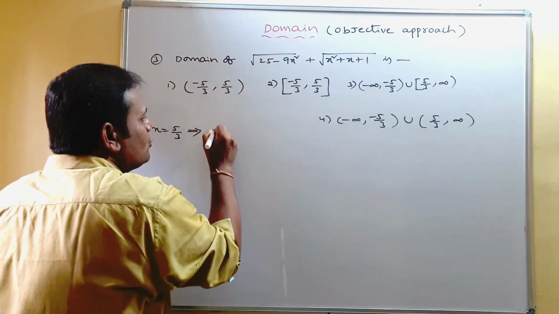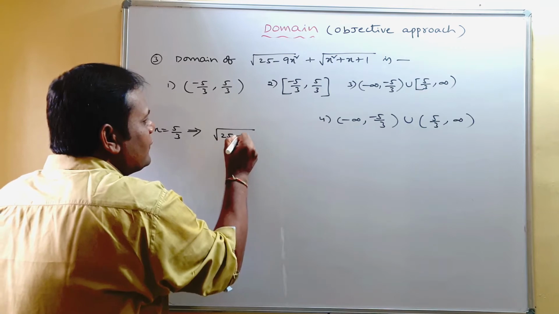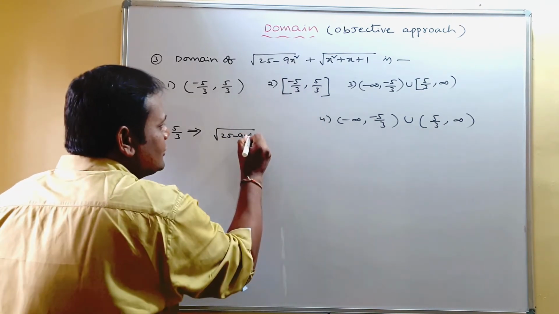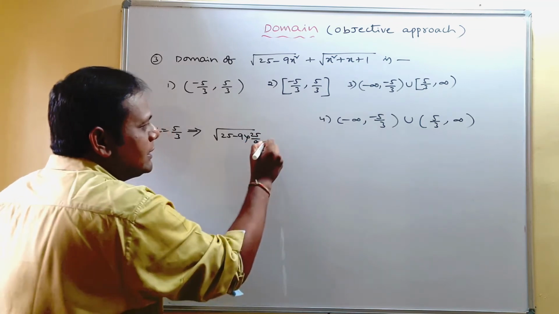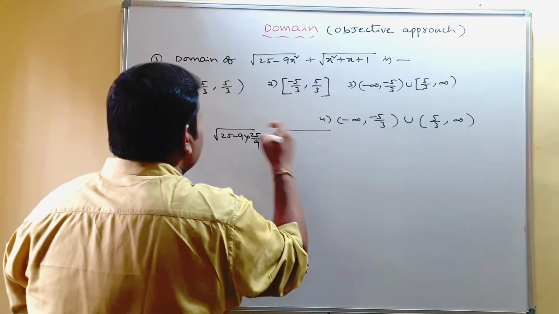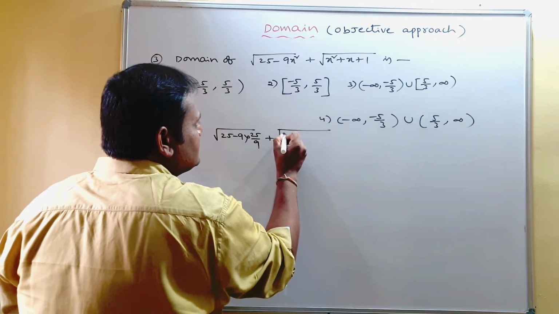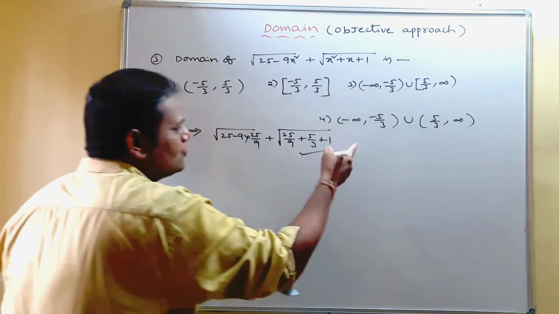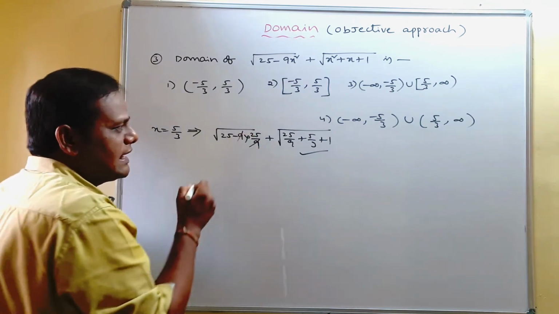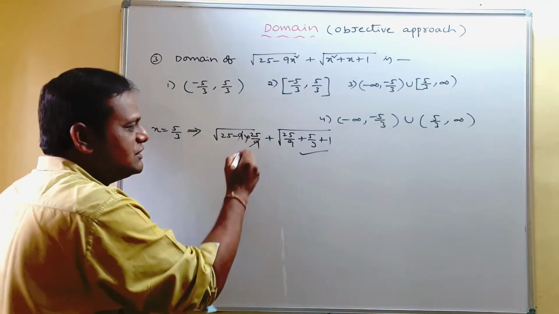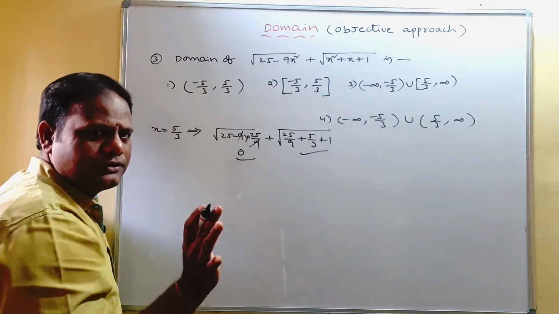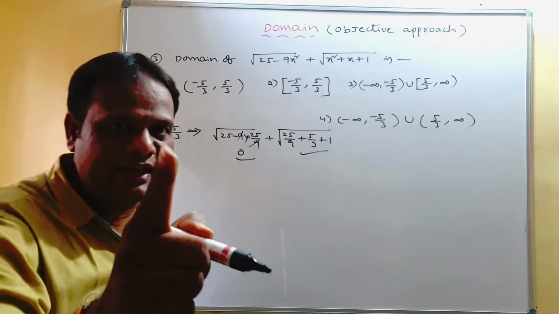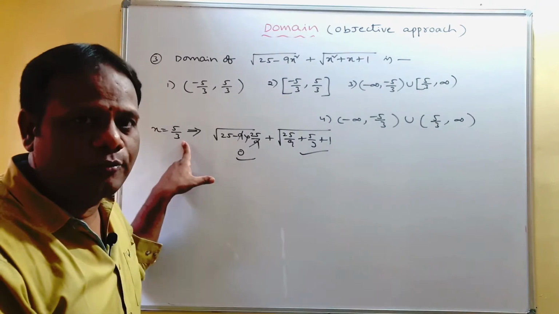You see that is root over 25 minus 9 into (5 by 3) whole square, 25 by 9, plus root over x is 5 by 3, 25 by 9, 5 by 3 plus 1, it is positive, good. The 9 gets cancelled, 25 minus 25 is 0, good, root 0 is 0. Defined or not? Yes, it is defined. So you should take x equal to 5 by 3.